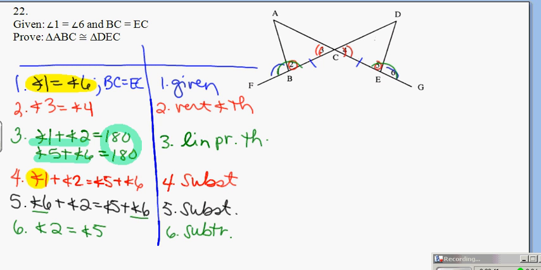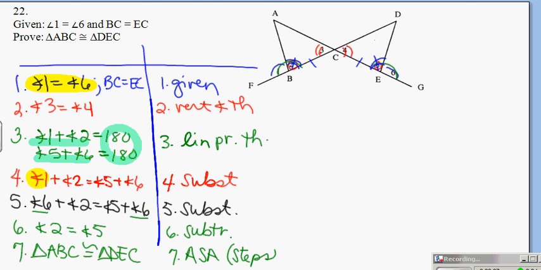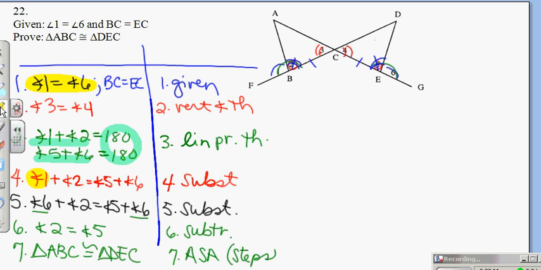And so now I can go ahead and say that angle 2 on my picture is equal to angle 5, and my triangles are congruent by angle, side, angle. So triangle ABC is congruent to triangle DEC by angle, side, angle.